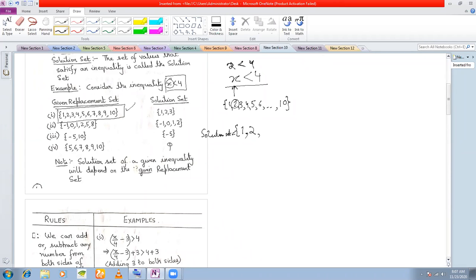Let us consider next 3. Is 3 less than 4? Yes, 3 is less than 4. That means 3 will be a part of the solution set. Consider the next one, 4. Is 4 less than 4? No, 4 is not less than 4. That means it will not be a part of the solution set.